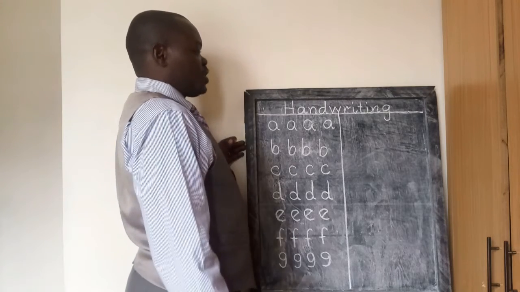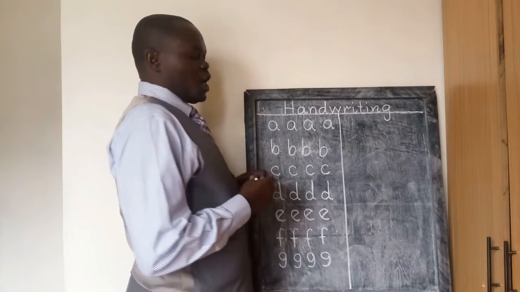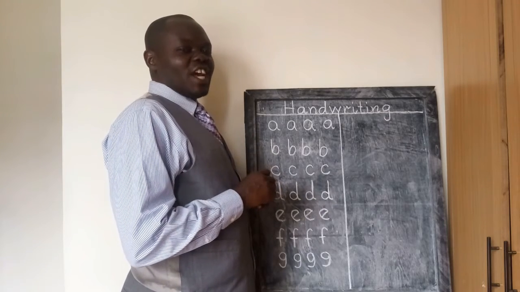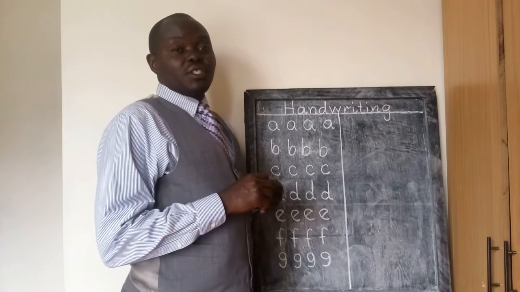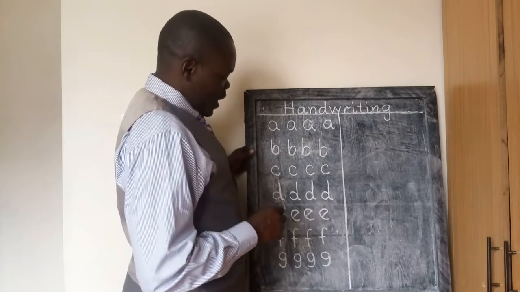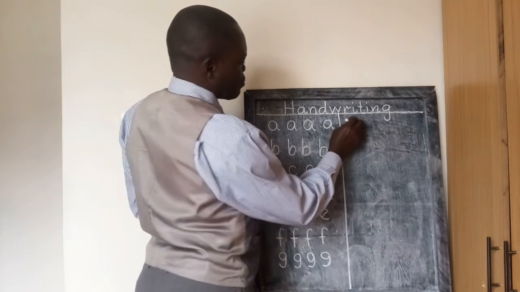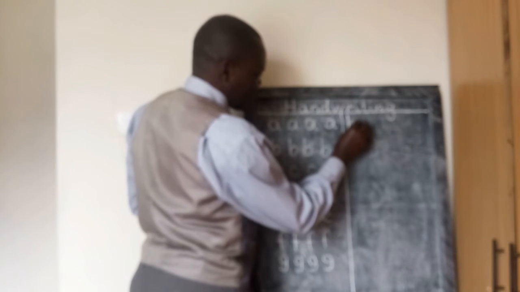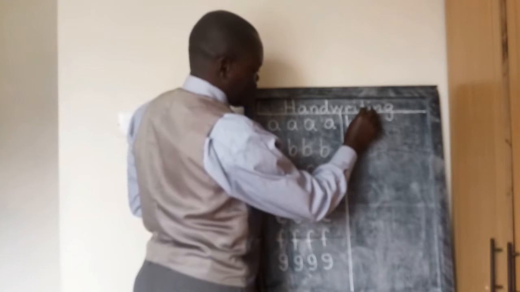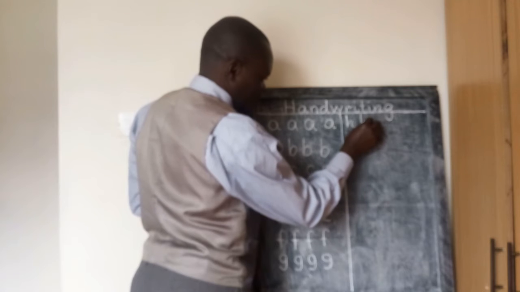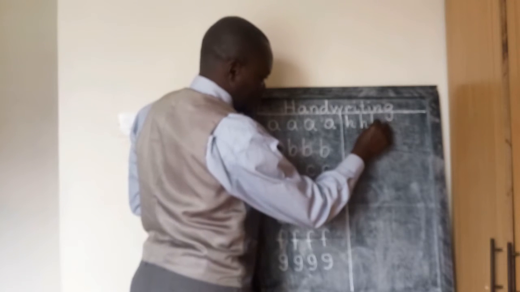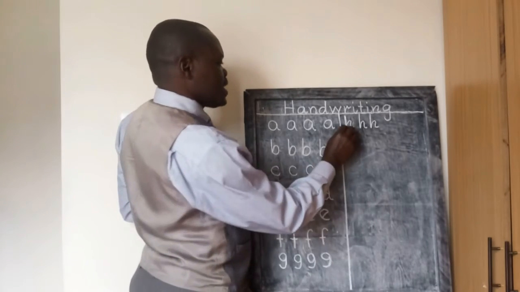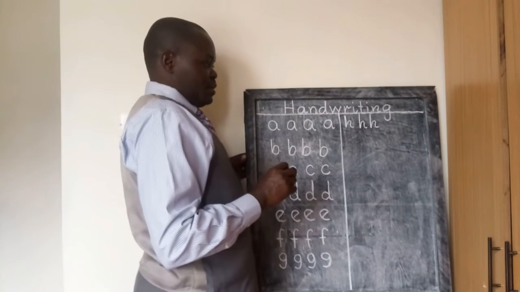Now, if you want to write H, the dictionary says it's H, not H. Now, we want to write H. Put that stroke and make that nice shape. Stroke, nice shape. Let the shape be as salient as that. Let it not be ragged.